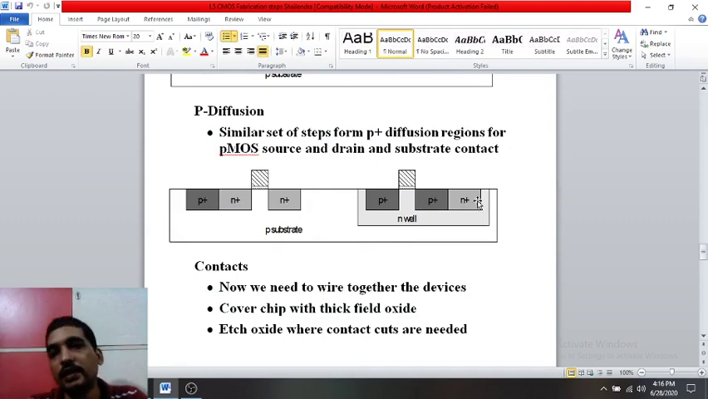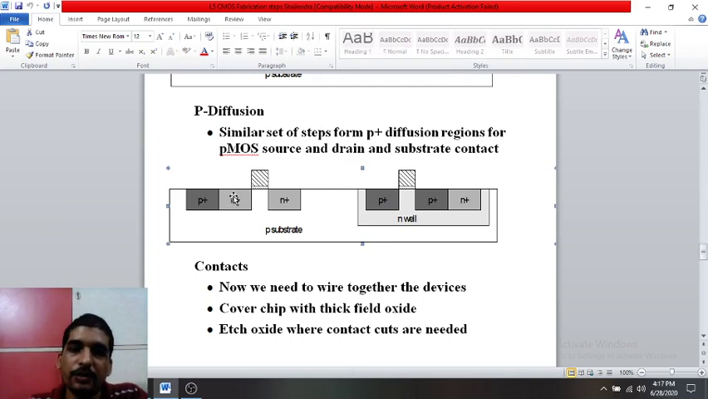Now what is the next step? The next step is to make contact cuts where metal can be poured and can be further extended for metal connections. Connection is required for this N plus region, this N plus region, this P plus region, this P plus region, and this P plus region and N plus region. So we will again do the process in the same manner.